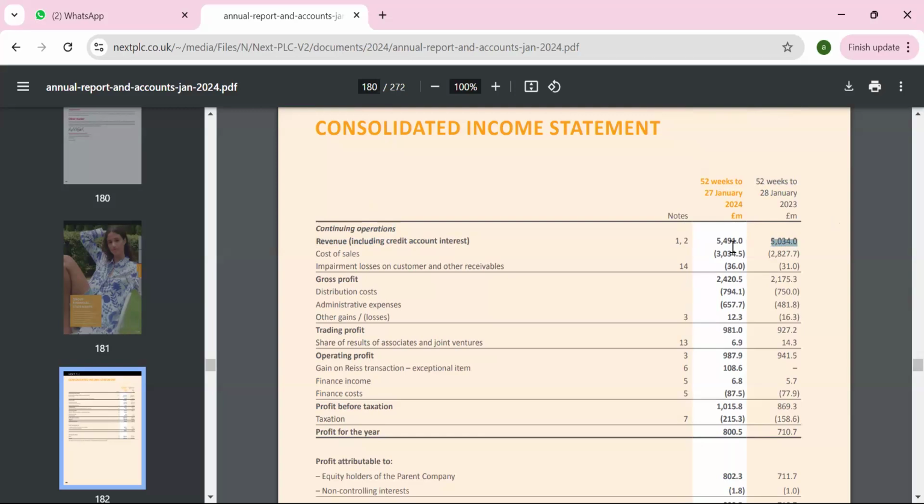5034 million was, no, it went up to 55491 million. The cost was 3034.5 million. Other impairment, they have losses due to the value of the asset being changed, and the total gross profit they have is 2420 million. Then they have other cost, distribution cost, which is an indirect expense.